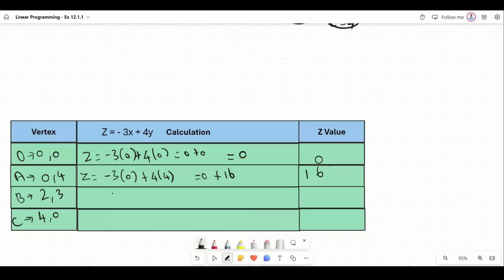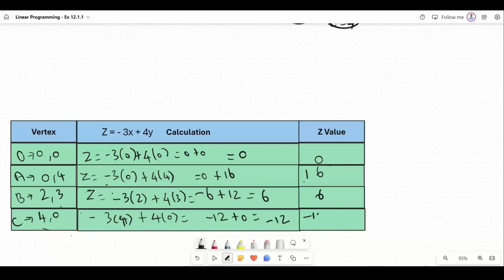Okay, now here we will substitute. It is minus 3 times 2 plus 4 times 3. Minus 3 into 2 is minus 6, plus 12. So the answer is 12 minus 6, which is 6. We have got the value 6 here. For the next point, it is again minus 3 times 4 plus 4 times 0. Minus 3 times 4 is minus 12, plus 0. The answer is minus 12. So this will be minus 12.